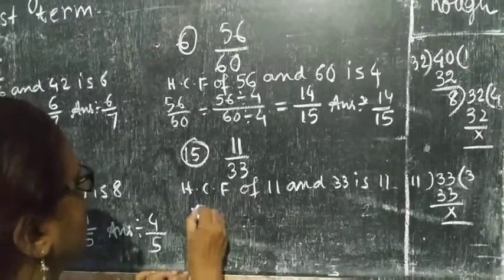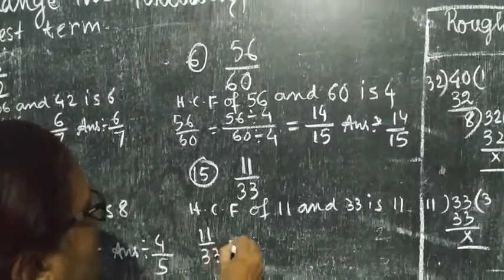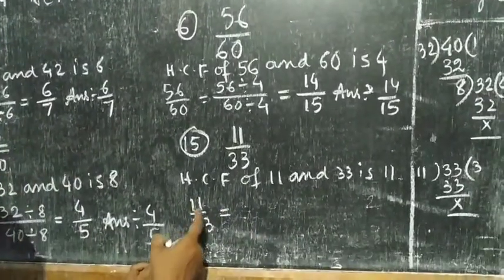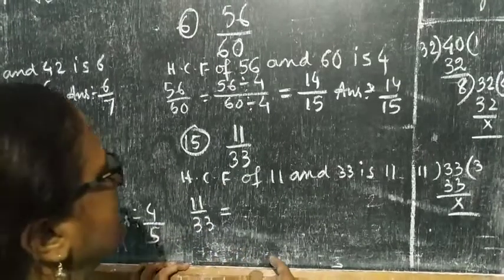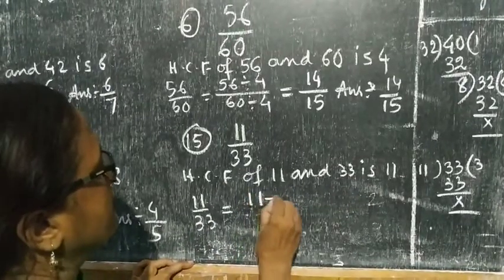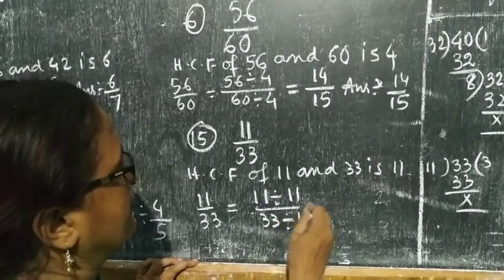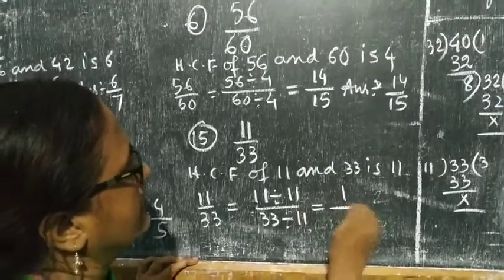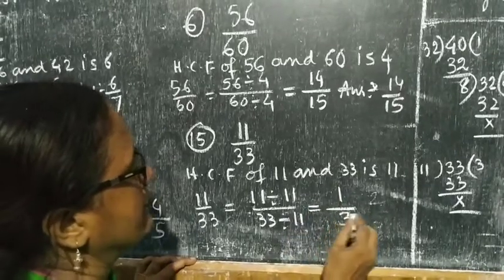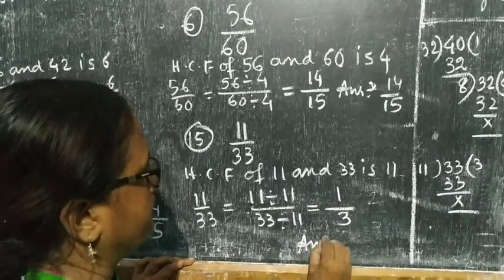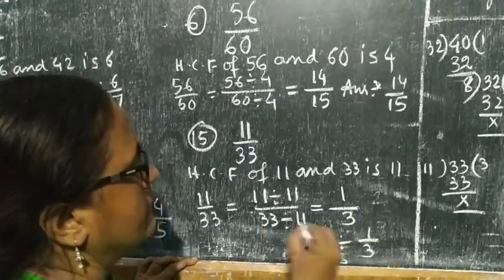So 11 by 33, you divide the numerator and the denominator of the fraction 11 by 33 by 11. So 11 divided by 11 and 33 divided by 11. 11 divided by 11, 1. 33 divided by 11, 3. So the answer is 1 by 3.